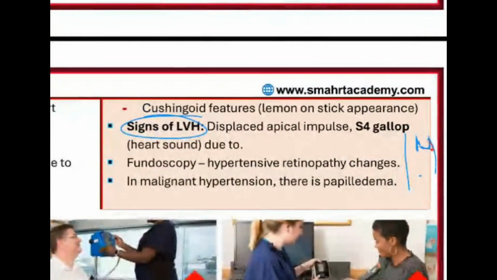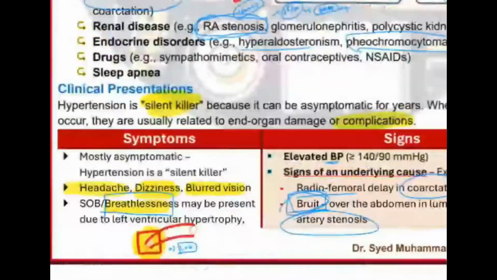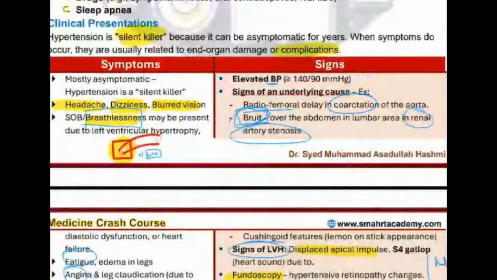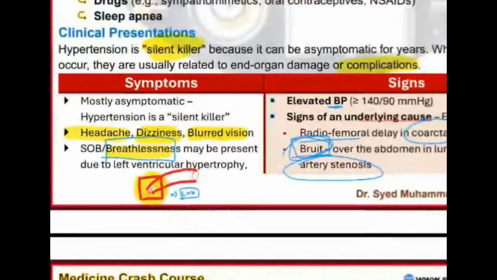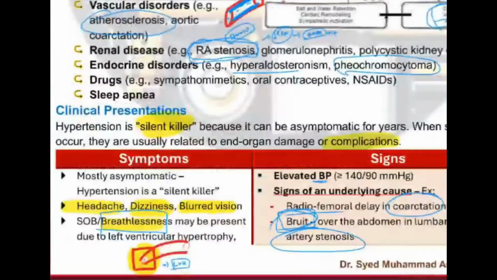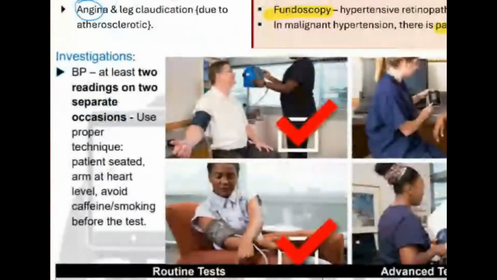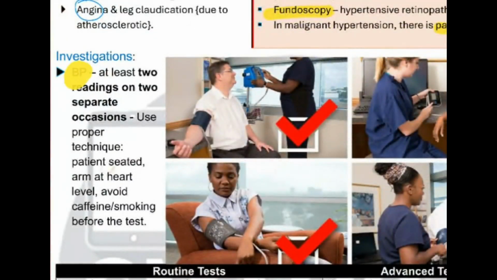This you can appreciate by doing inspection or palpation. And fundoscopy can be done to check the retinal blood vessels. Papilledema can be noted. So this is about the clinical presentation of hypertension. Remember, in hypertension, why does headache occur? Because of constant hitting. Okay. The blood is hitting the walls of the cerebral arteries.